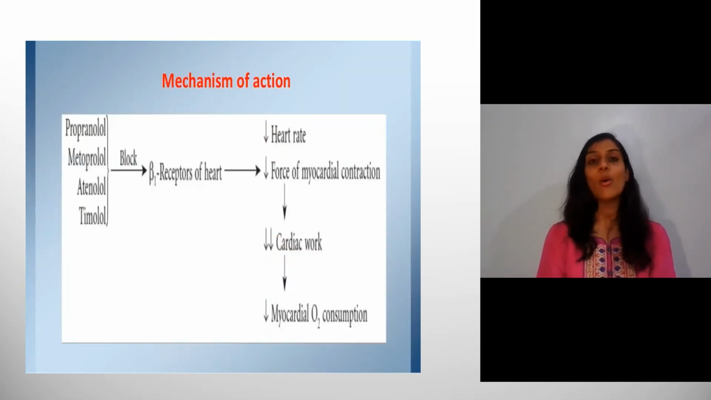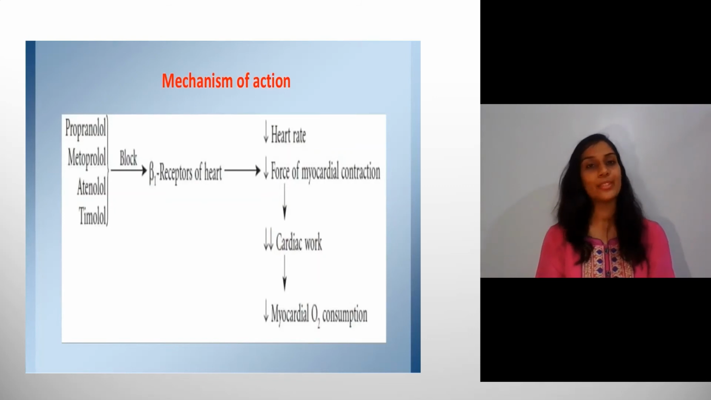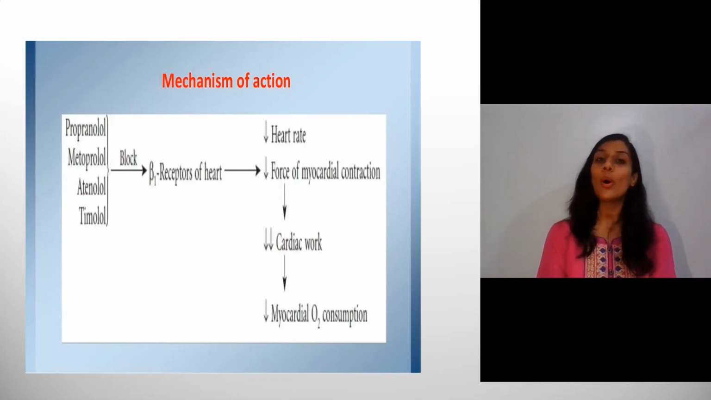Next is the mechanism of beta blockers. As the name suggests, beta blockers inhibit the action of beta receptors which are present in the heart, right? By inhibiting or blocking beta-1 receptors in the heart, it causes decrease in heart rate, decrease in force of myocardial contraction, decrease in cardiac work, and this decreases myocardial oxygen consumption.